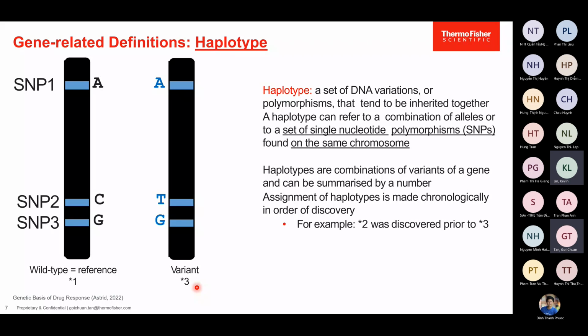Why there are so many stars is essentially that they determine the number based on when the pattern was discovered. Let's say this combination was discovered after star 1, right? So this can be star 2, and star 3 was discovered after the star 2 pattern, and star 4 was discovered after the star 3 pattern. Okay, is it okay?